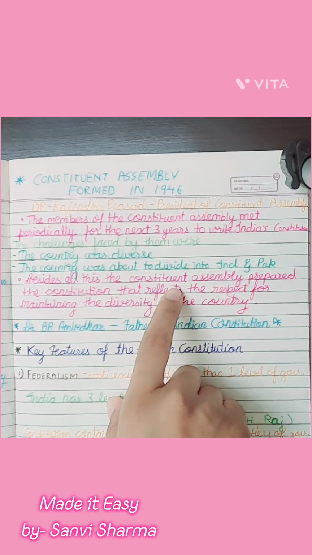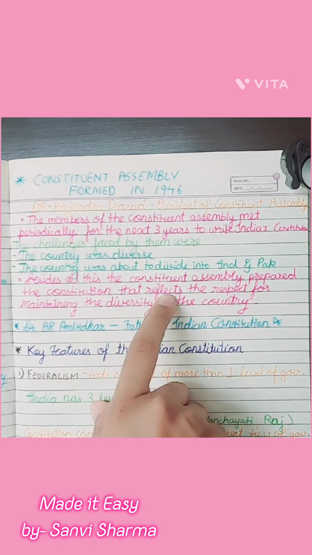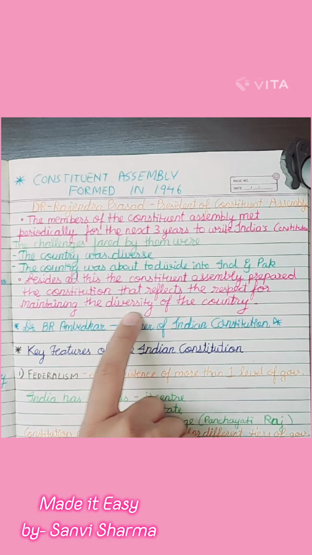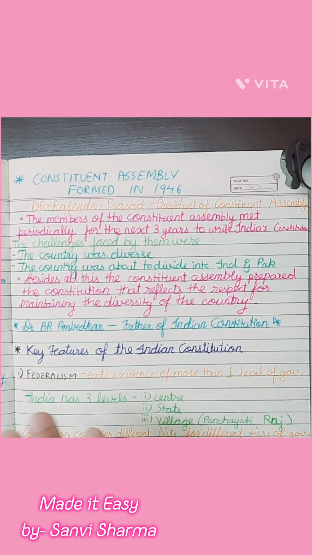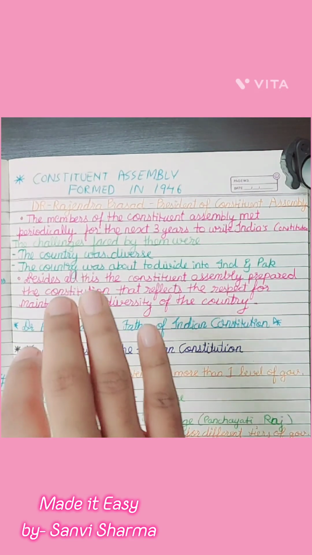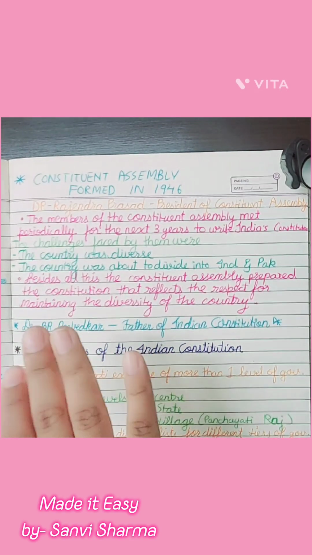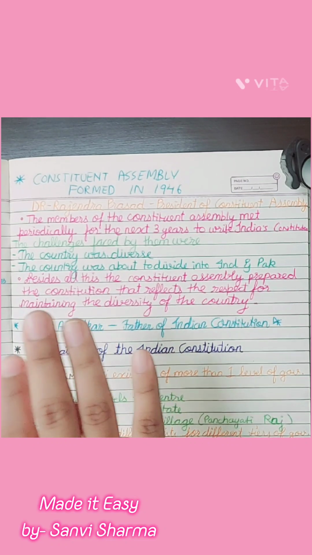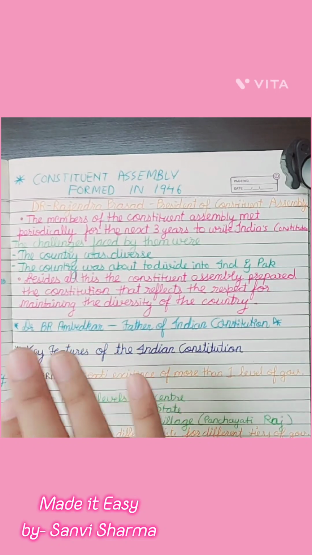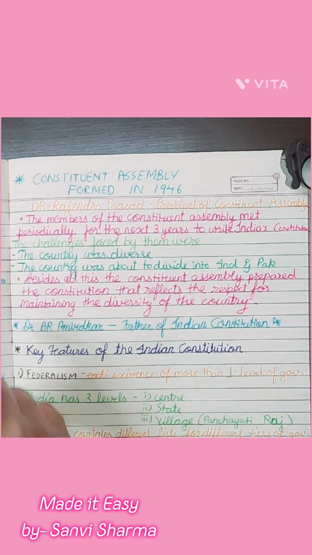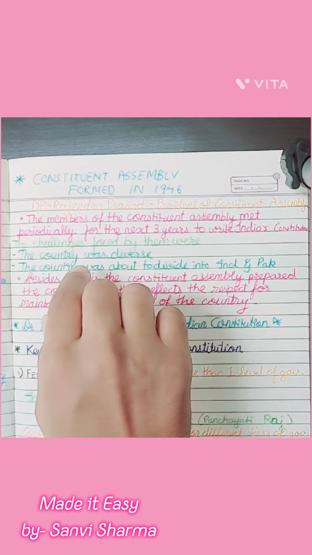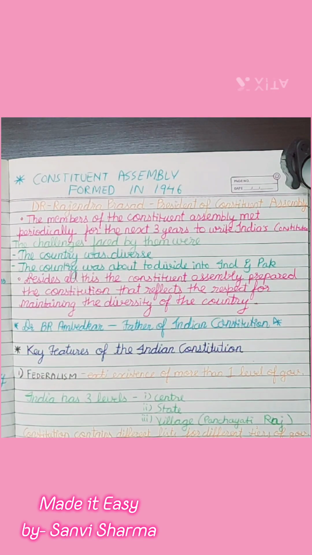Besides all of this, the Constituent Assembly prepared a constitution that reflects respect for maintaining the diversity of the country. It also reflects upon eradicating poverty, which means decreasing poverty through socio-cultural reform, and incorporating the role of people in choosing the representatives. Representative refers to the person who is elected by the people through general elections to represent a constituency in a government system.